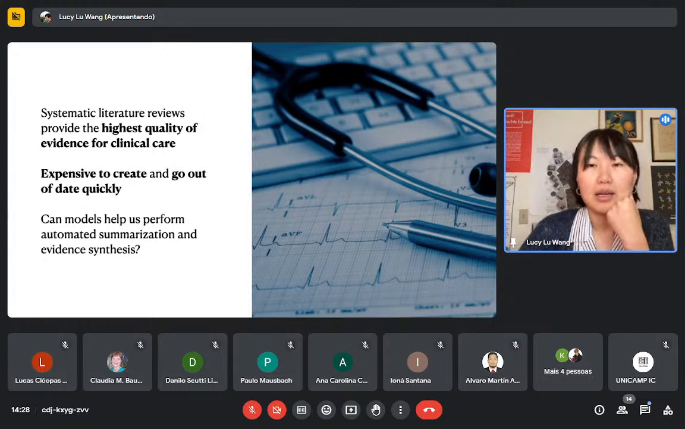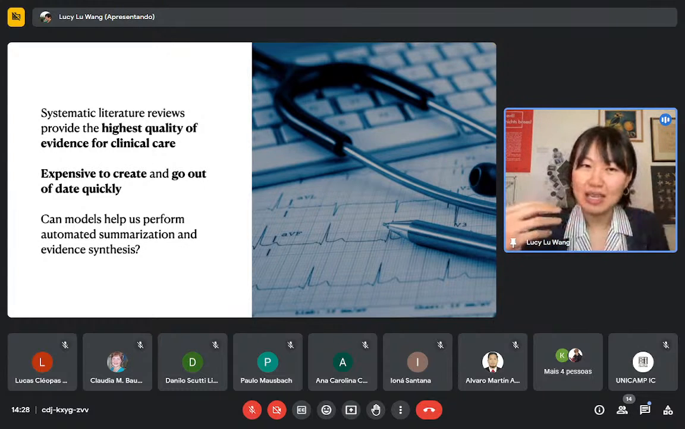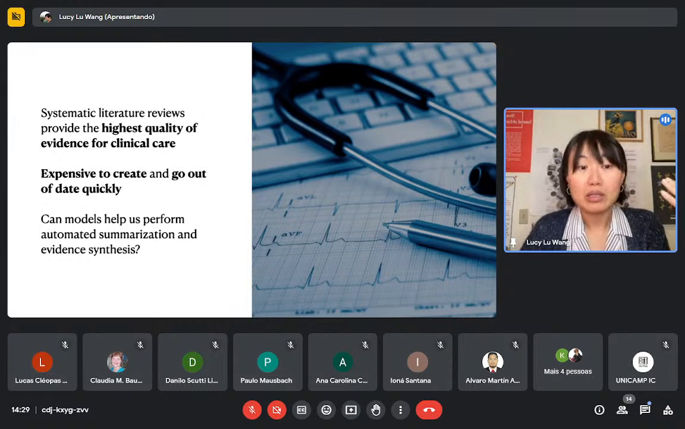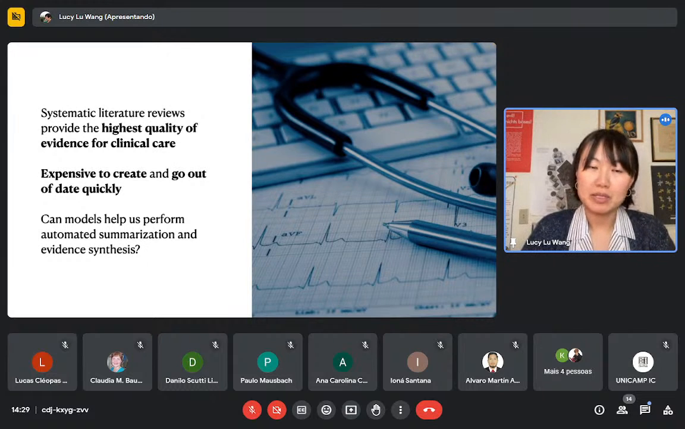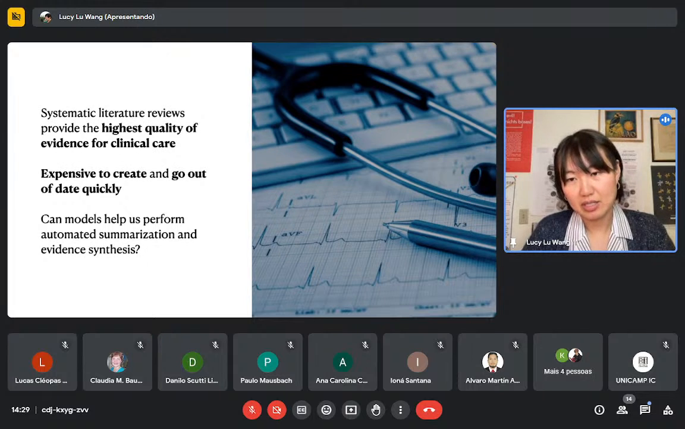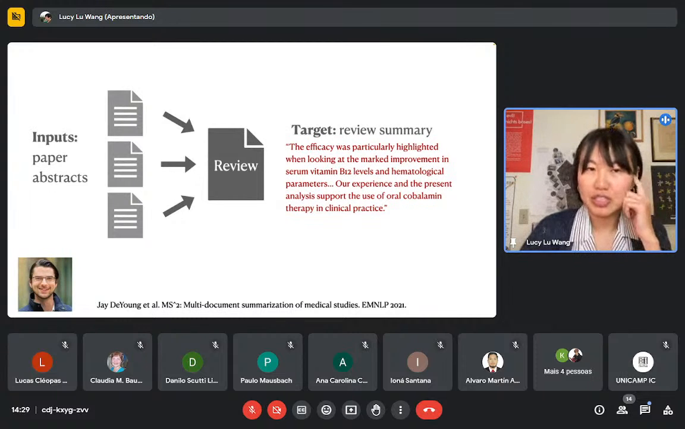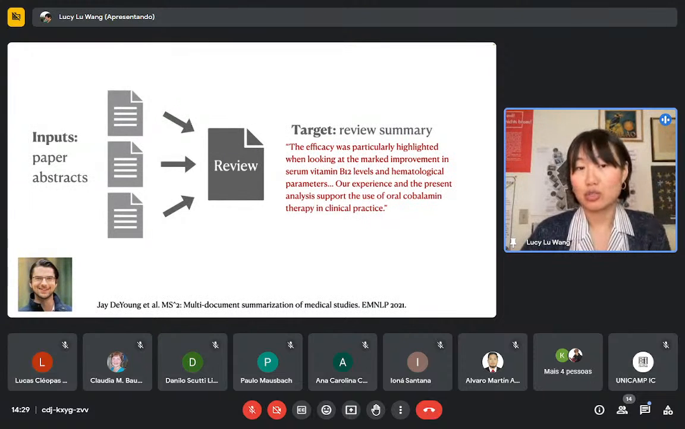And because reviews are synthesizing existing information rather than producing new knowledge, a question that I've been interested in for some time is whether models can help us perform some of this summarization and evidence synthesis. So in work that was led by my intern, Jada Young, we created a data set of studies and summaries based on existing literature reviews published and indexed on PubMed. This data set is called MS squared and is described in this EMNLP 2021 paper.